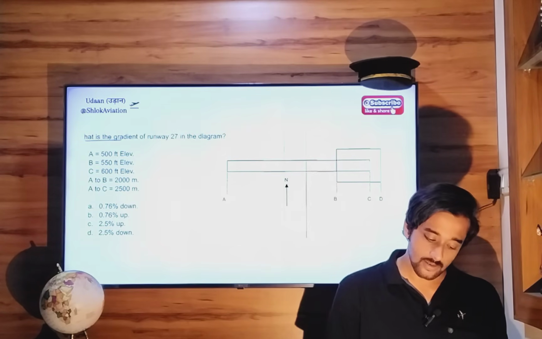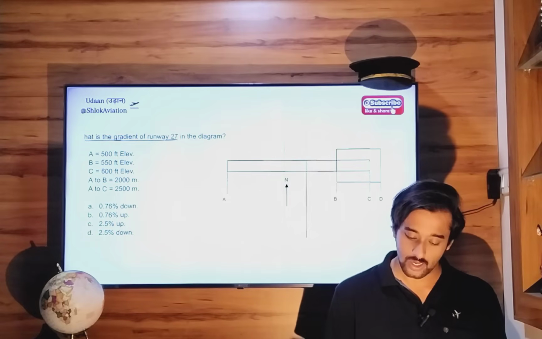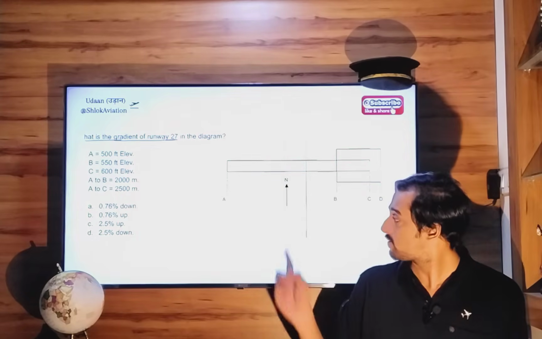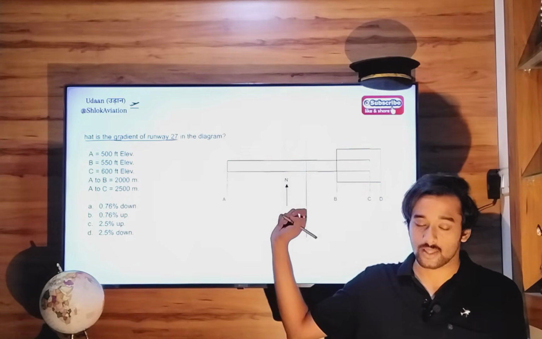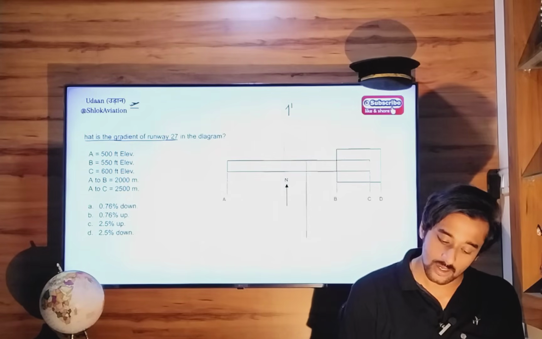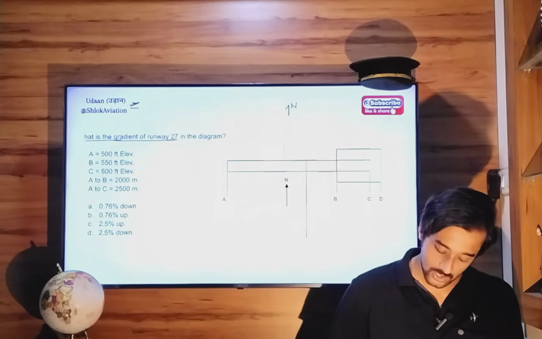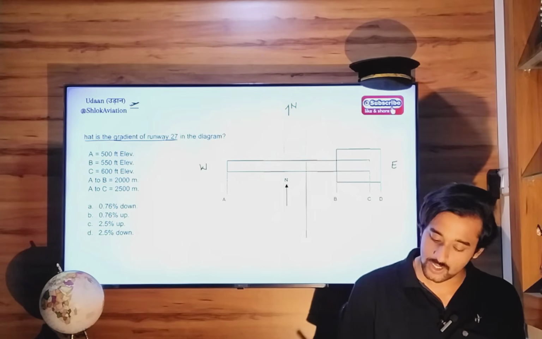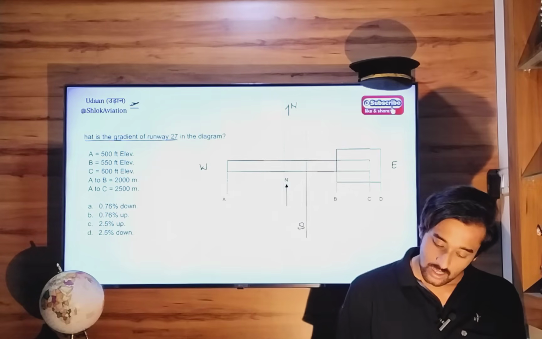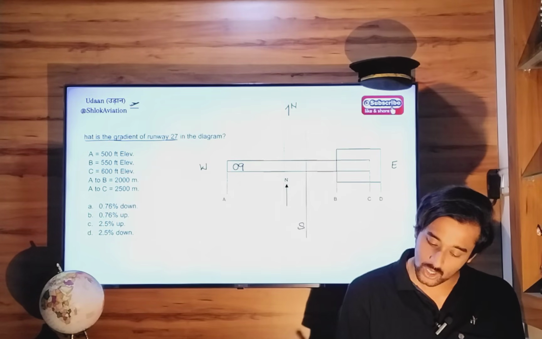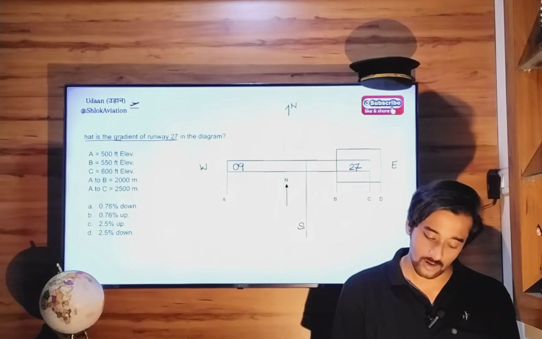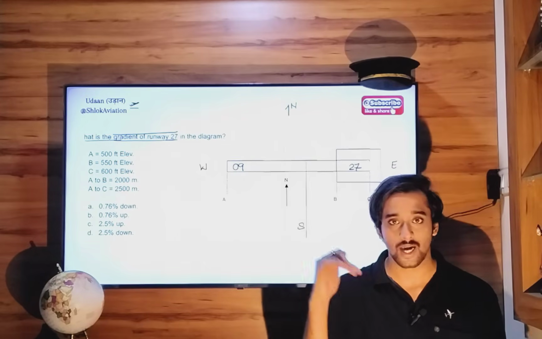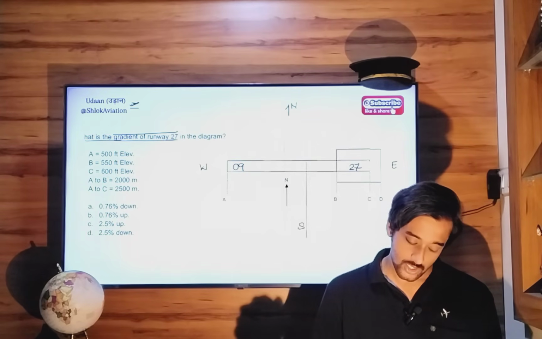What is the gradient of runway 27? Now here they have shown the north datum. So this is your north, this is your east, this is your west, this is your south direction. So 09 and 27. We have to find the gradient for runway 27. Gradient is nothing but runway slope. Whether this runway has an upslope or a downslope.